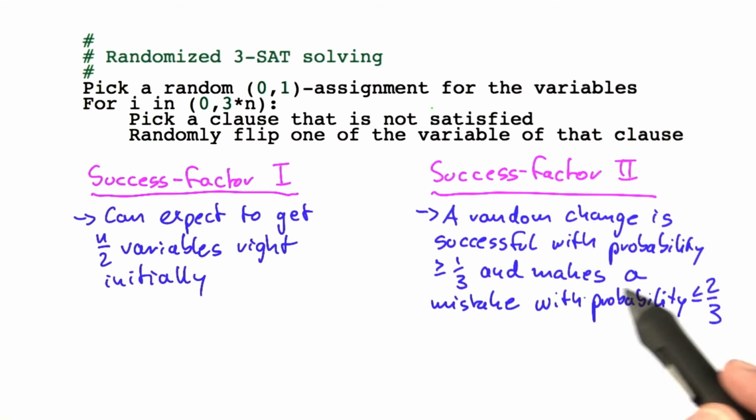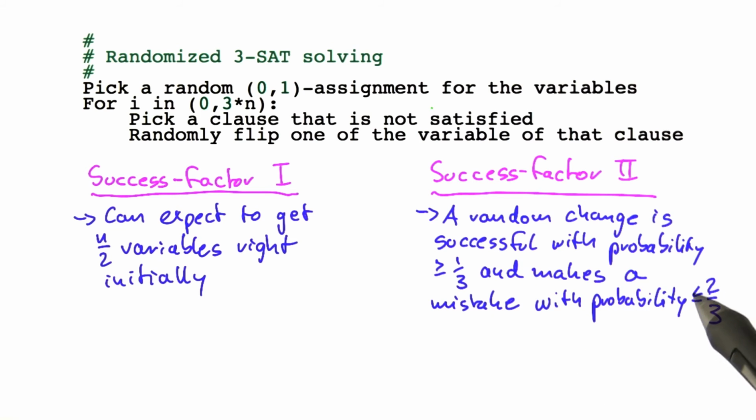And that of course also means that the probability of making a mistake, meaning that we flip a variable that we should actually not have flipped, is at most 2/3.